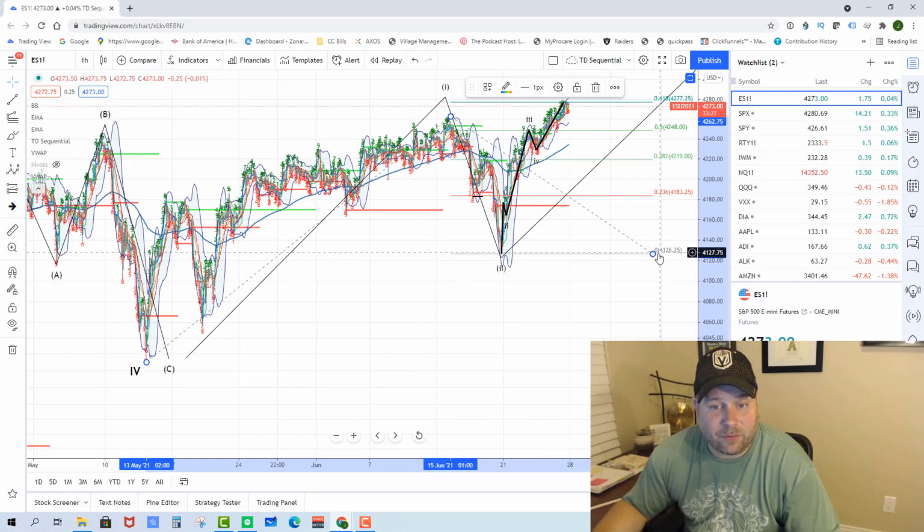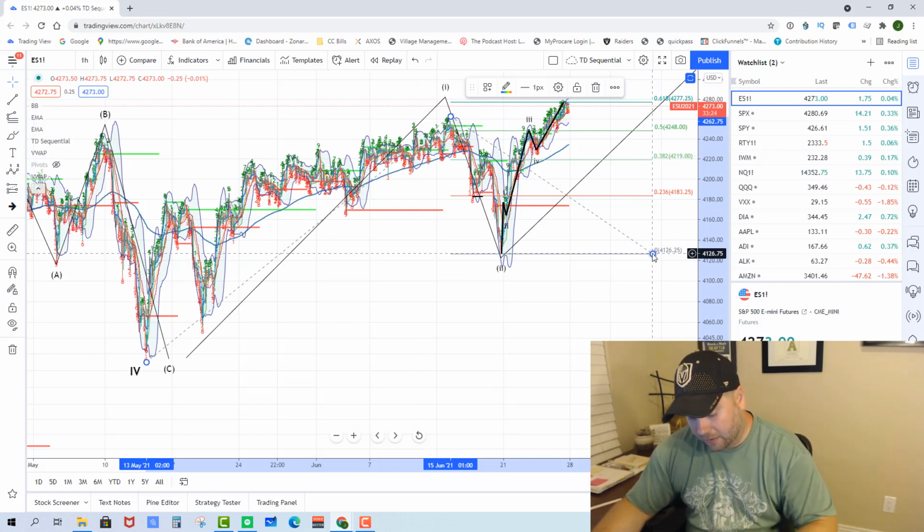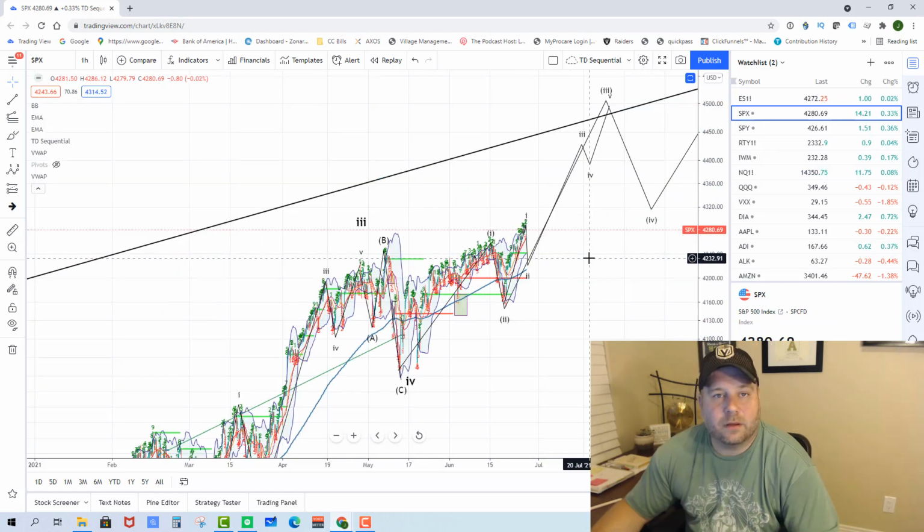Okay, so the next thing we want to do is figure out where wave 2 is going to be. Here we are on the 1 hour SPX chart. I'm going to show you a little trick to figure out the ideal wave 2 pullback buying zone so we know when to enter the market for our trade.